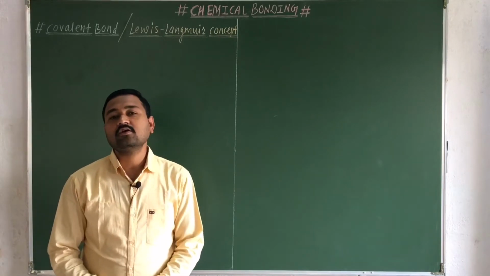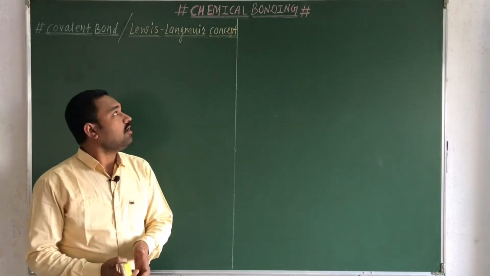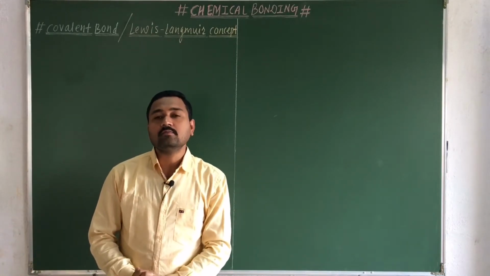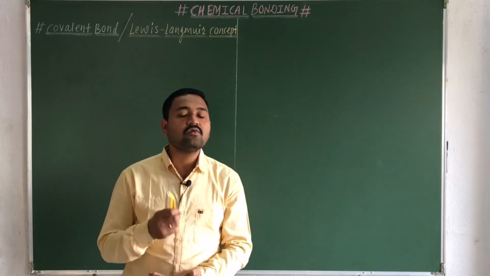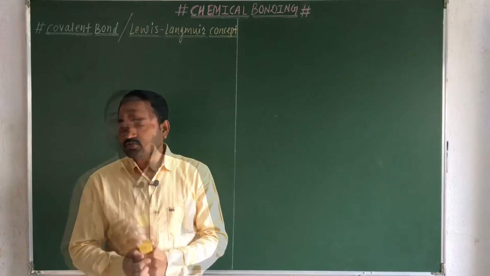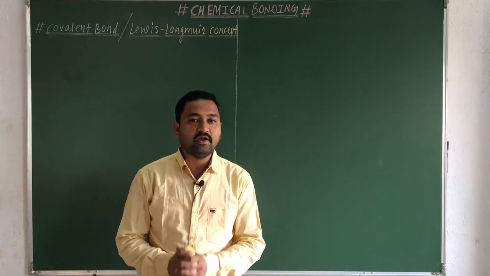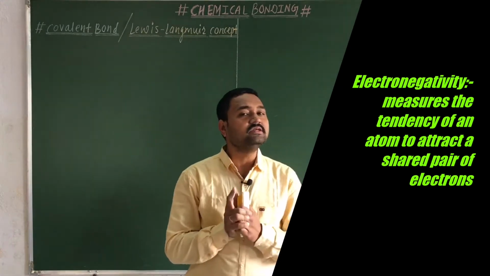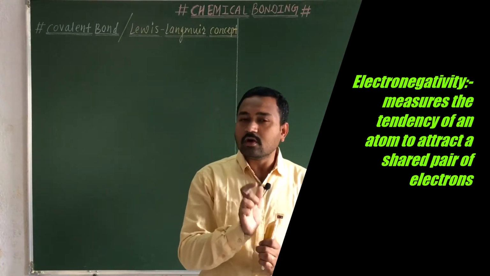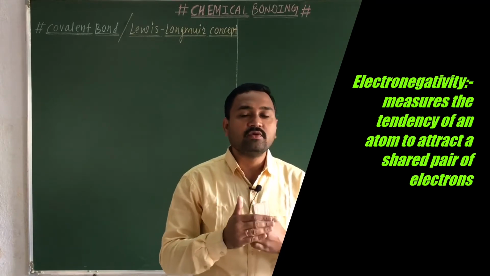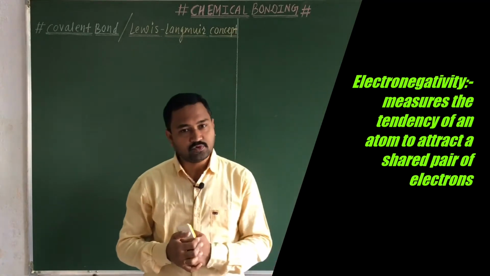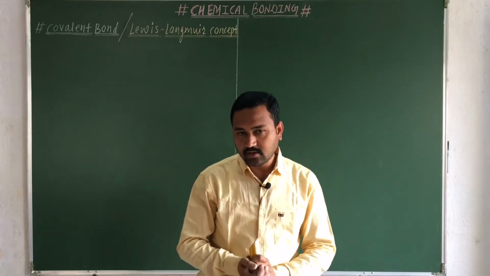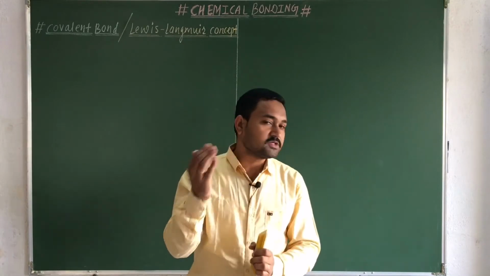Now in today's lecture, we are going to learn about the covalent bond, also known as the Lewis-Langmuir concept for the covalent bond. In the previous lecture, we learned about the ionic bond. There we considered one important factor while defining the ionic bond, and that factor was electronegativity. If the two atoms combining with each other have a large electronegativity difference, then electron transfer takes place between the two atoms, and this leads to the formation of an ionic bond.